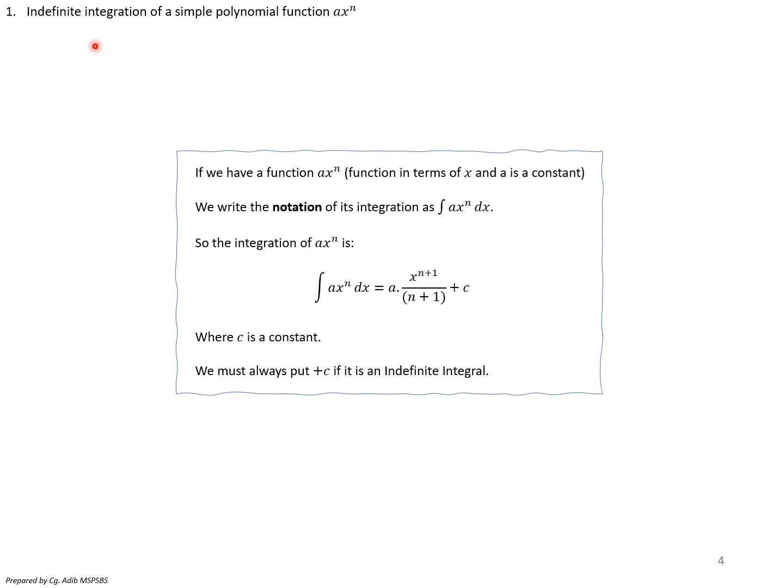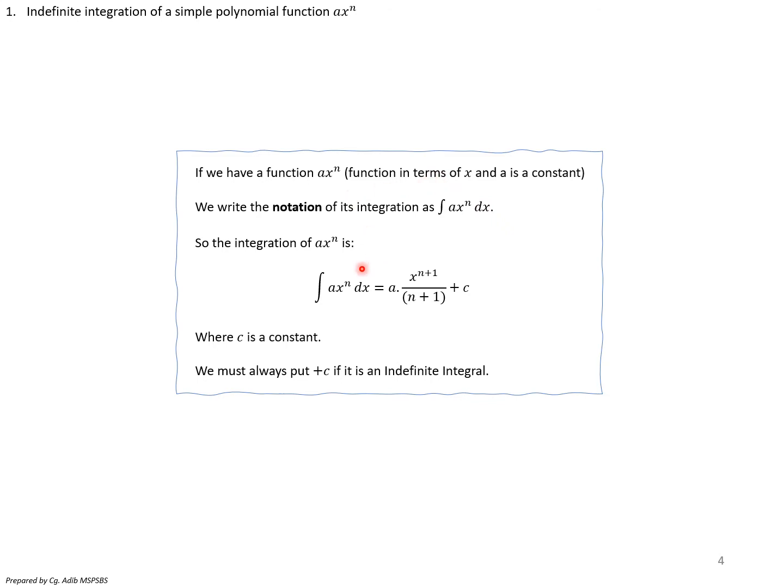Alright, so the first thing that we need to know is how to integrate the simple polynomial function of ax to the power of n, where a is the constant and x is the variable. So first thing is that you need to know how to write the notation correctly. It is very important for you to know how to do this. So let's say if you want to integrate ax to the power of n, you should write it as integration of ax to the power of n. dx means with respect to the variable x.